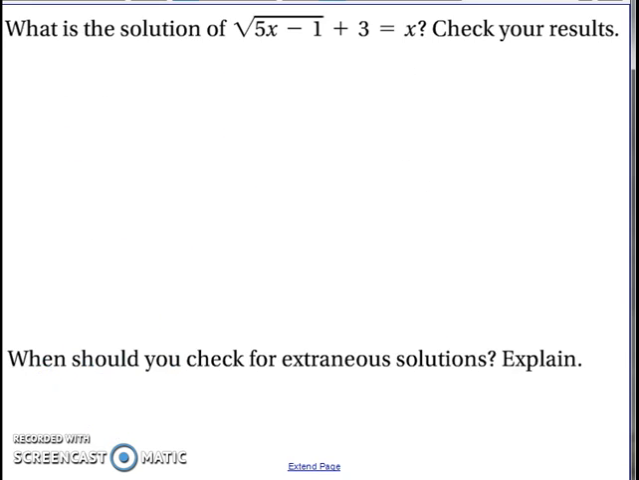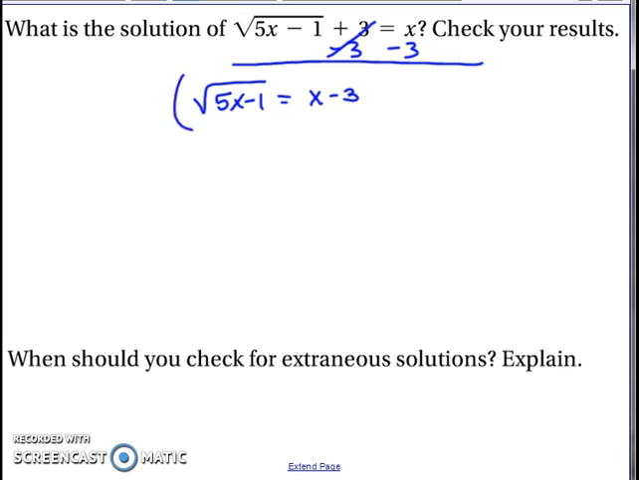Now if we look at this one, first thing we have to do is, again, isolate the radical. So we're going to subtract 3. So now we have the square root of 5x minus 1 equals x minus 3. And then we're going to square both sides.